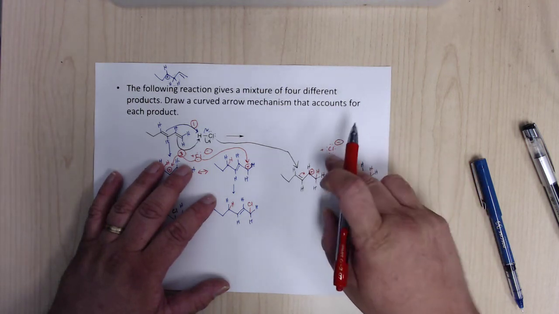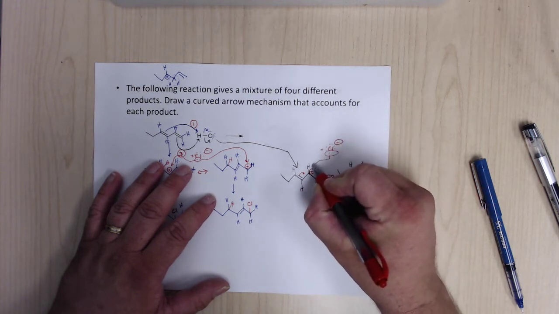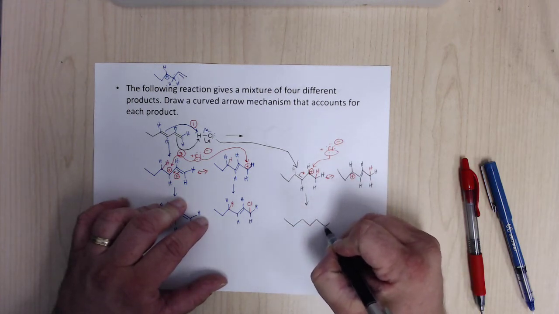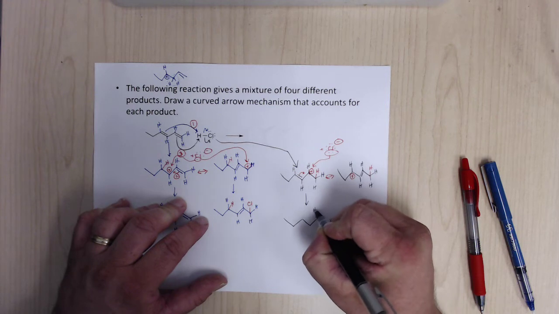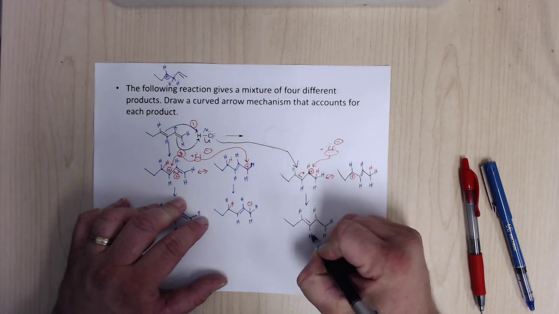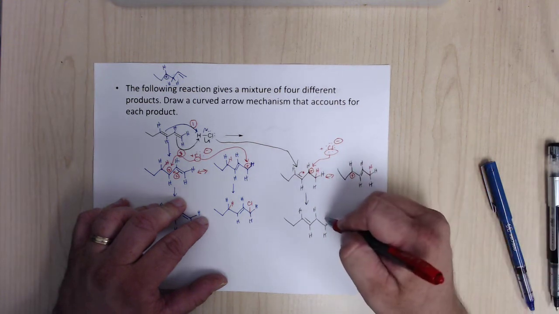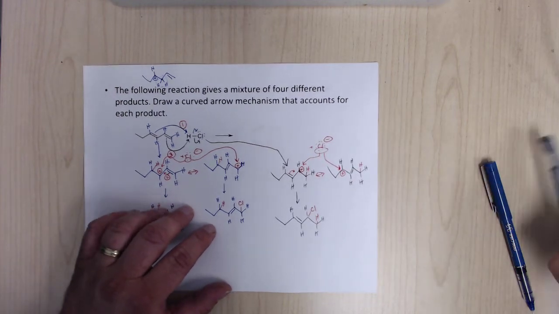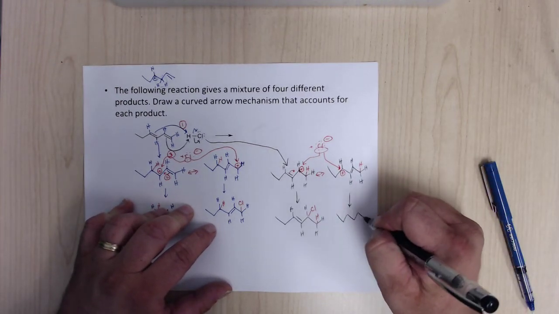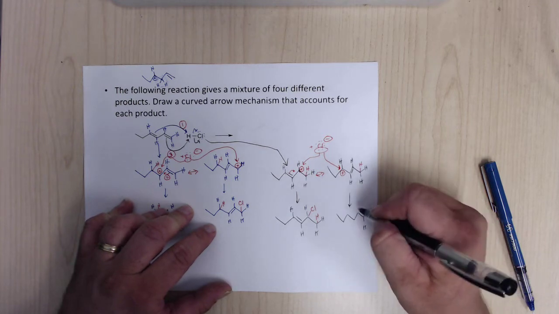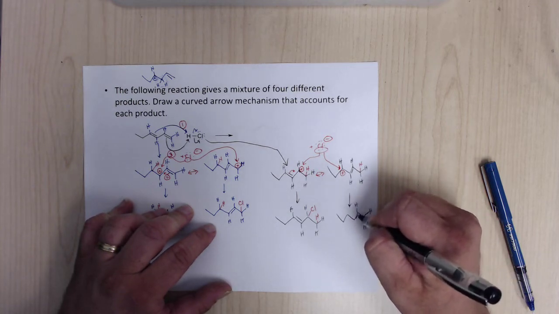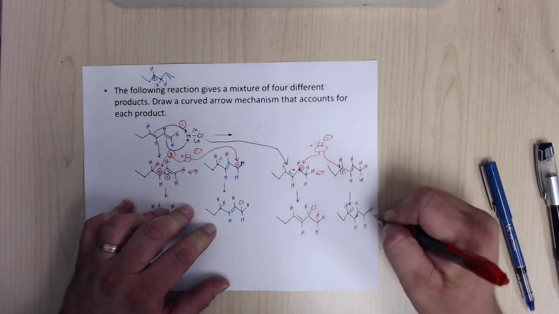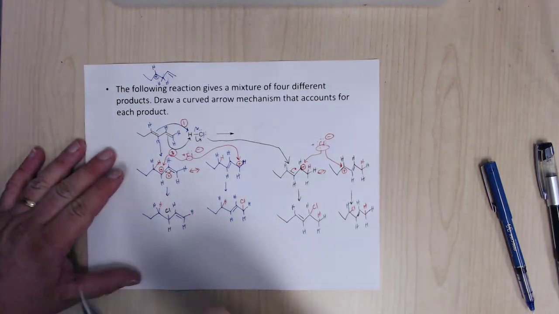So again, if this chloride sees this structure, it's going to attack there. If it sees this structure, it's going to attack there. The chlorine is going to attach there, and the hydrogen's there. So those are your 4 structures.